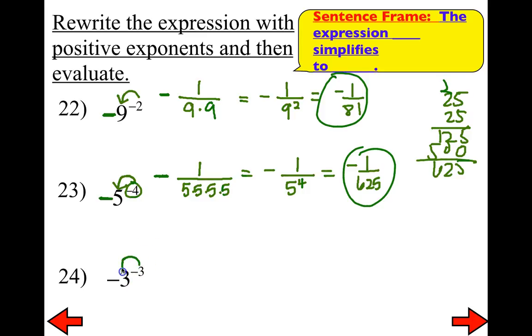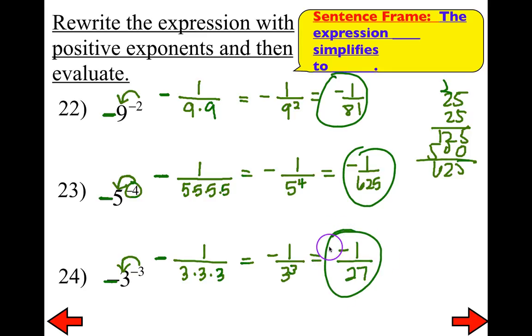Okay, last but not least, here we would read this as the opposite of 3 to the -3rd power. So here, just the 3 is being raised to the -3rd power. So again, I start with the baseline of 3 to the 0, which is 1. I'm going to repeatedly divide by 3 a total of 3 times. But of course, we can't forget our negative, or saying the opposite, on the outside. So this is going to simplify to the opposite of 1 over 3 cubed. But then to evaluate, this would give me -1 over 27.